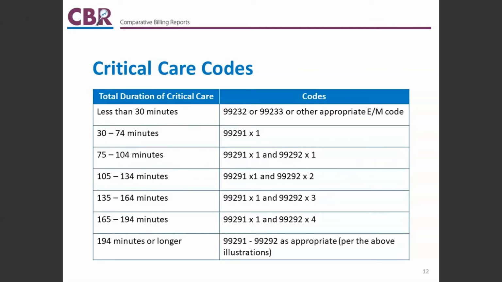This chart spells out the code assignment for the submission of critical care services. As you can see, these are strictly time-based codes. So as soon as 30 minutes of critical care services are provided, we start using the critical care codes, starting with 99291. As the time spent in care of the patient increases, we use 99291 in conjunction with 99292 to represent the time spent in critical care. If under 30 minutes is spent in care, you would use the other evaluation and management codes to submit the services.